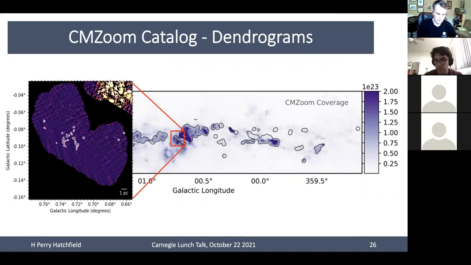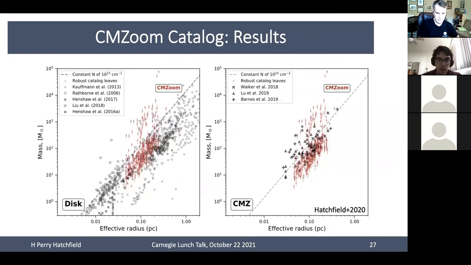So the way that this catalog was constructed, I won't go into too much detail, but we used a dendrogram-based cataloging algorithm to locate all of these objects. In general, we found that a lot of these objects are sort of intermediate to the physical scales of clumps and cores. This is a mass radius relationship diagram showing all of these CMZoom catalog objects plotted against the mass radius relationship of clumps and cores distributed throughout the disk on the left and the CMZ on the right.